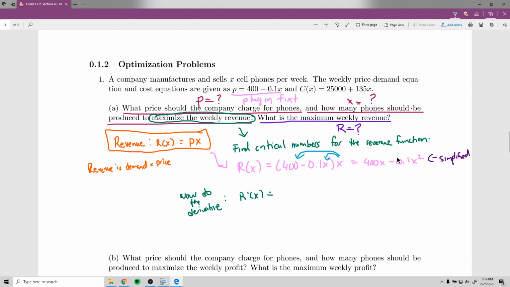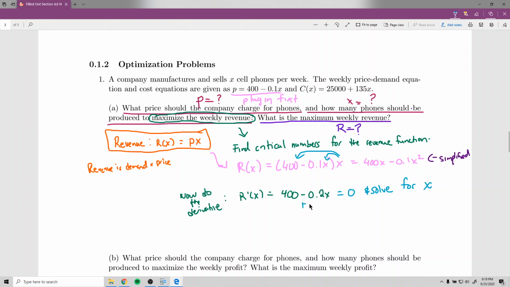We do the derivative of our revenue function. The derivative of 400x is 400. The derivative of 0.1x squared is 0.2x. And then we set that equal to 0 and solve for x. That'll give us our critical numbers.